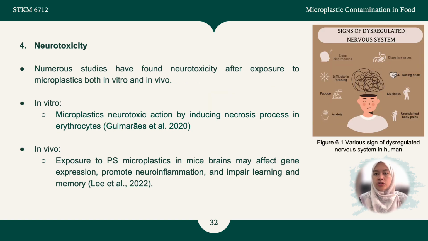The last one is neurotoxicity. Numerous studies have found neurotoxicity after exposure to microplastics both in vivo and in vitro. Microplastics act as neurotoxic agents by inducing a necrosis process in erythrocytes, and the exposure to polystyrene microplastics in mice brains may affect gene expression, promote neuroinflammation, and impair learning and memory. In humans, microplastic toxicity can cause various signs of a dysregulated nervous system as shown in figure 6.1.